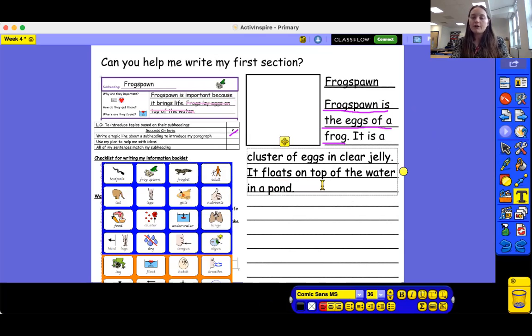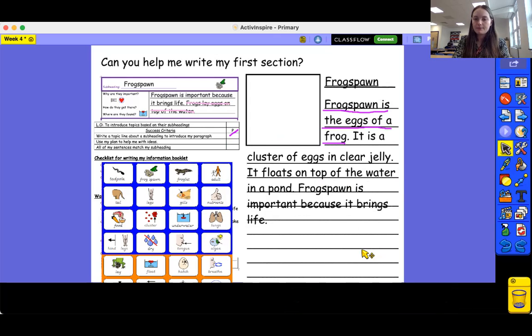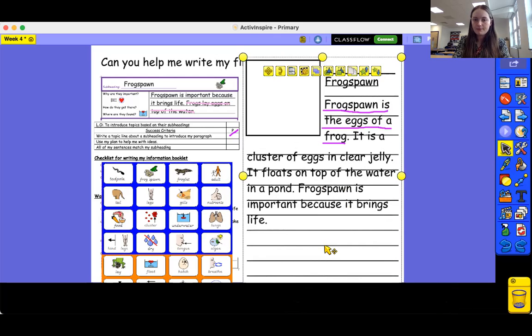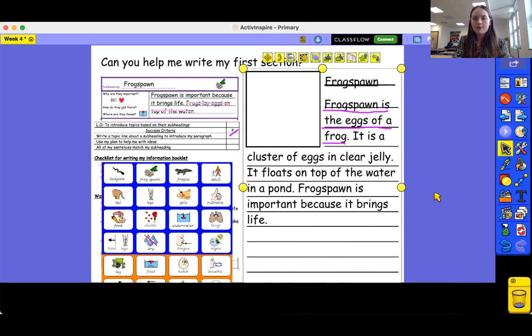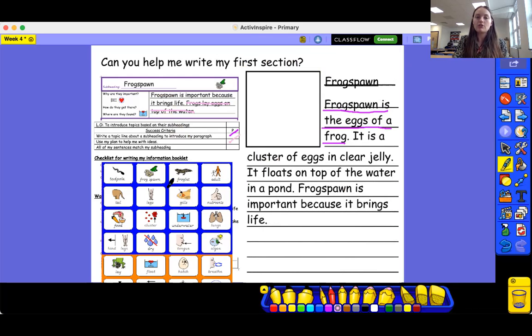Frog spawn is the eggs of a frog. It is a cluster of eggs in clear jelly. It floats on top of the water in a pond. Frog spawn is important because it brings life. Okay, so now I have used every little part from my plan, so I can give myself another tick on my success criteria because I've used my plan to help me.